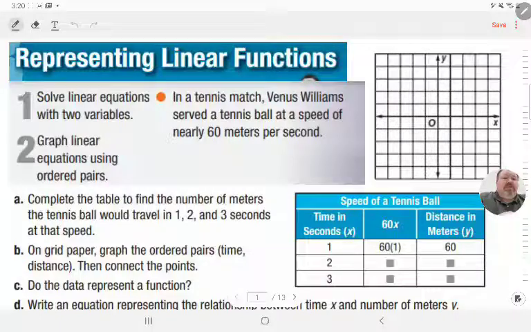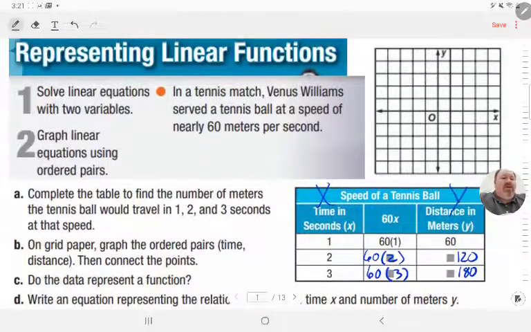So a tennis match with Venus Williams served a tennis ball at a speed of nearly 60 meters per second. So we are to complete this table. This is my x values, this is my y values. So in 1 second, at 60 meters per second, 60 times 1 second would be 60 meters. In 2 seconds, it would be 60 meters times 2 seconds would be 120 meters. In 3 seconds, it would be 60 meters per second times 3 seconds, or 180 meters.